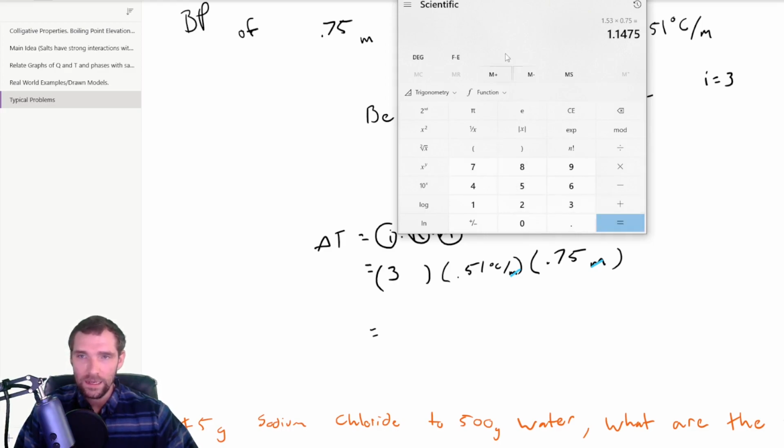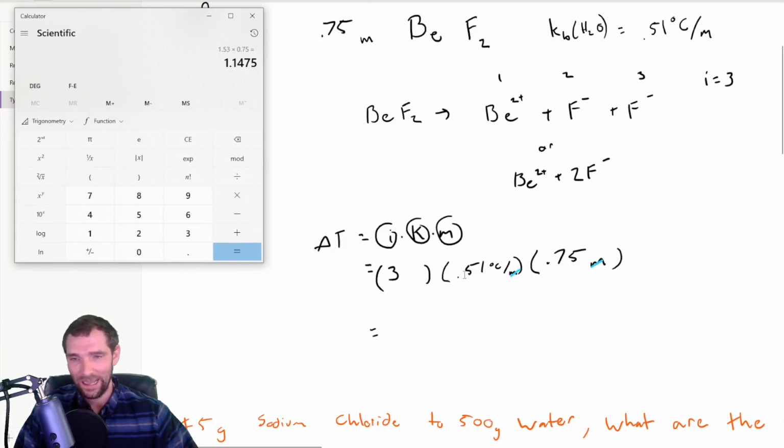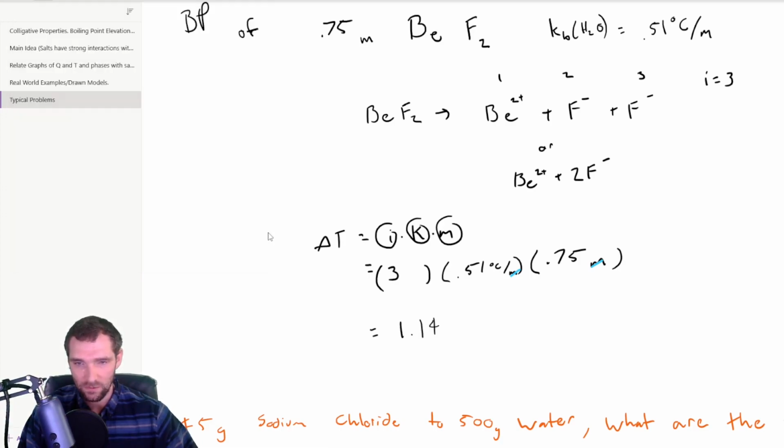0.75. And it's always a good idea to double check if something's reasonable. With these numbers, this is like 3 times a half, so that's like 1.5 times 3/4. Yeah, so it's going to be a little bit less than 1.5. That sounds reasonable to me. So this is 1.14.